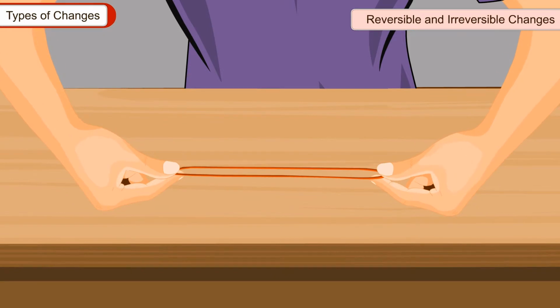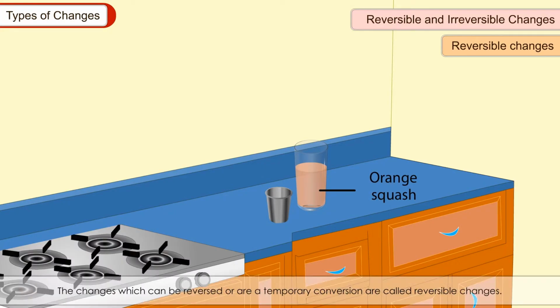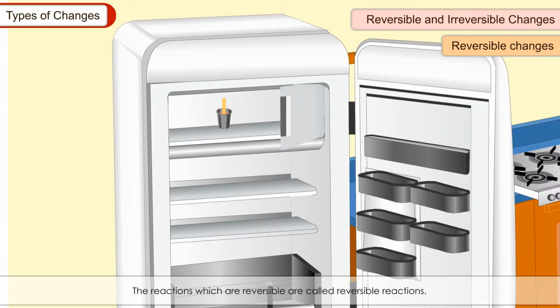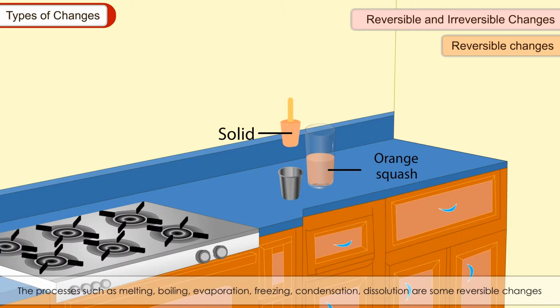Reversible and irreversible changes. The changes we see around us can be reversible or irreversible. Reversible changes. The changes which can be reversed or are a temporary conversion are called reversible changes. The reactions which are reversible are called reversible reactions. In reversible reactions, one substance is modified into another form, but a new compound is not formed. The processes such as melting, boiling, evaporation, freezing, condensation, dissolution are some reversible changes.